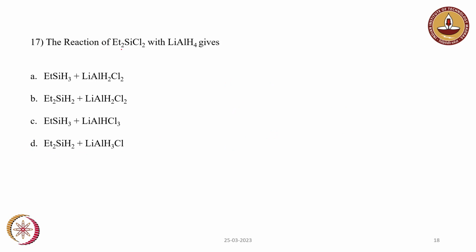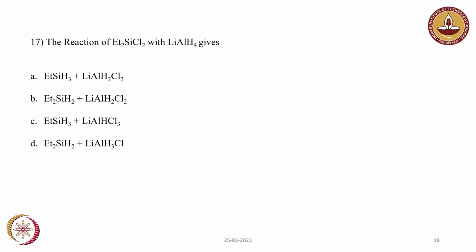Next question is the reaction of Et2SiCl2 with LiAlH4 gives. Option A is EtSiH3 plus LiAlH2Cl2. Option B is Et2SiH2 plus LiAlH2Cl2. Option C is EtSiH3 plus LiAlHCl3. And option D is Et2SiH2 plus LiAlH3Cl.